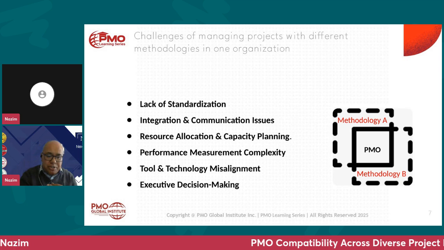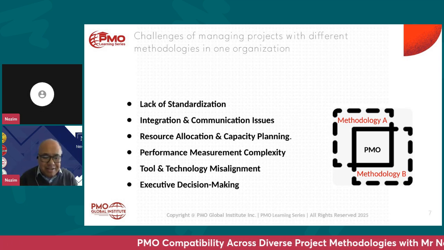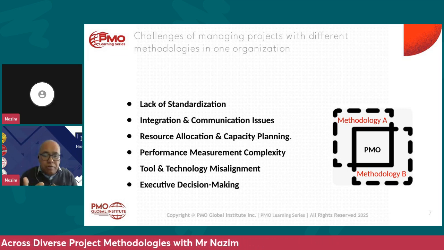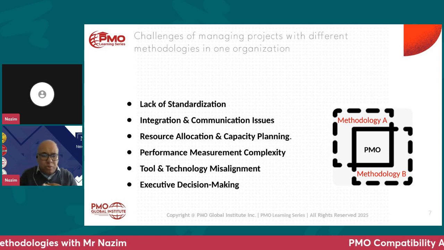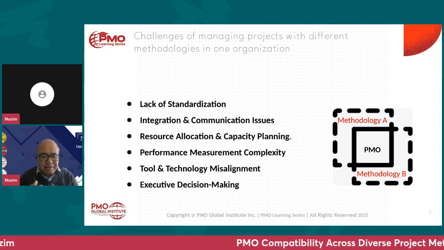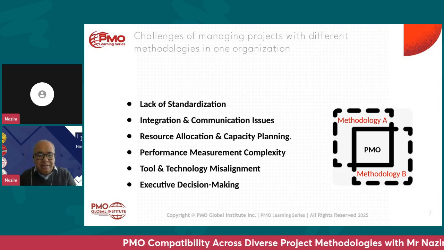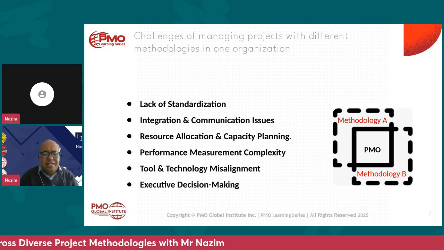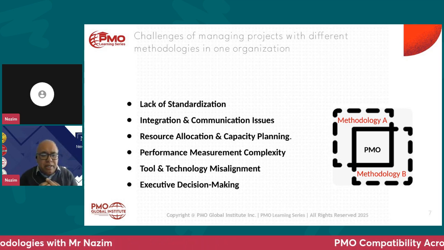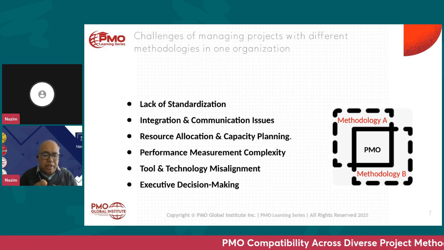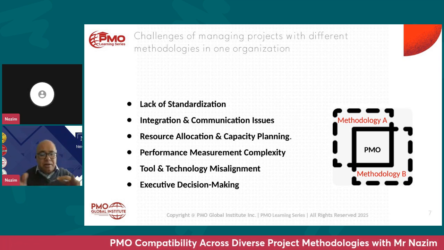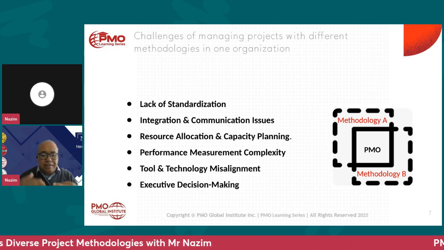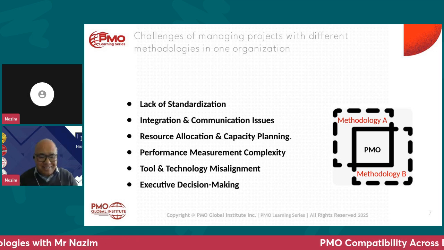can impact efficiency, coordination, and strategic alignment, such as lack of standardization, inconsistent processes and workflows, different between the teams, and also difficulty to align project reporting, governance, and sometimes the decision making. Another difficulty is integration and communication issues. Agile and Waterfall teams working in silos sometimes, causing misalignment. Cross-functional teams struggle to coordinate due to different cadences and work styles.